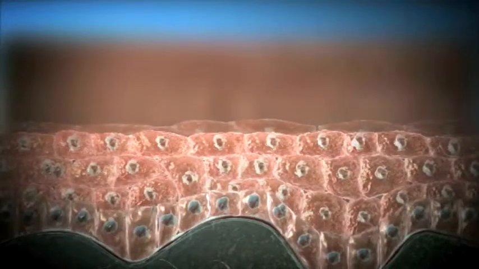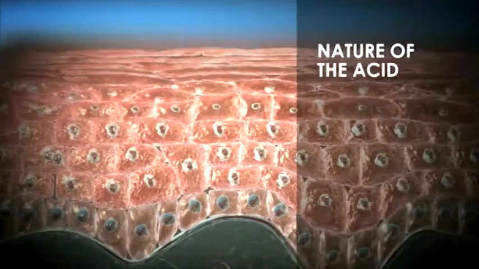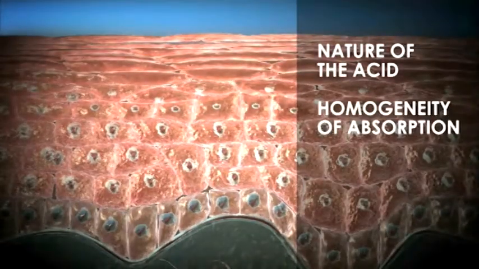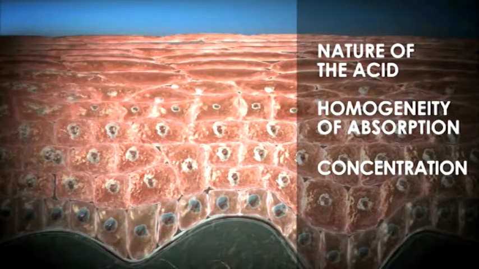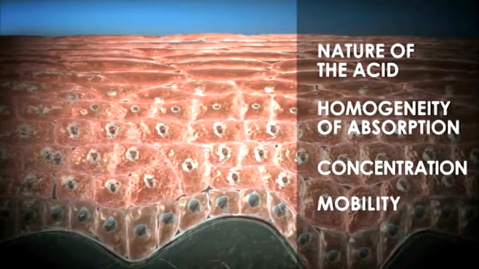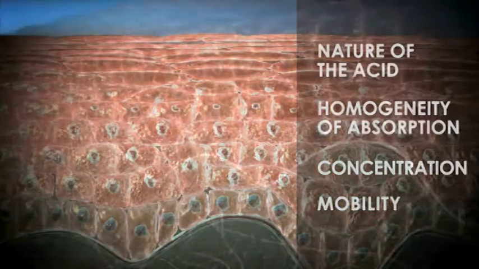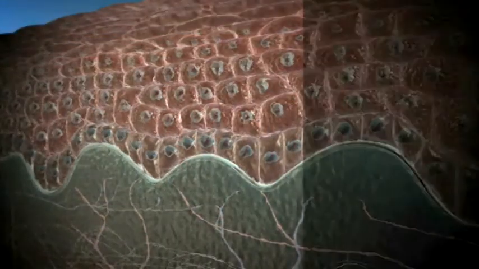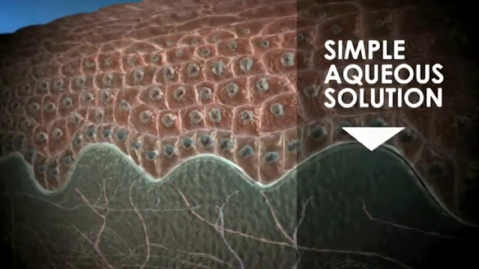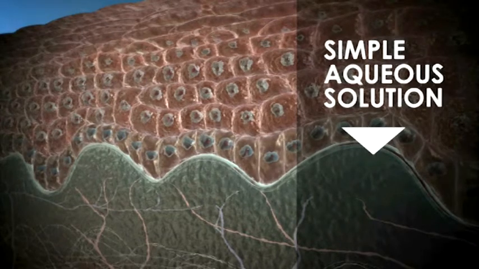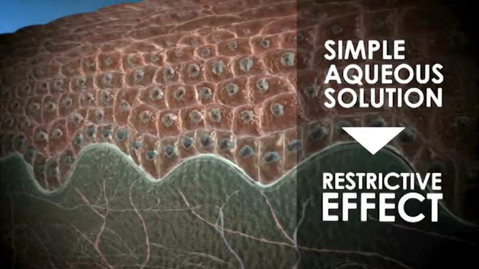As a result, the epidermis is renewed and the dermal microarchitecture is remodeled. This effect mainly depends on the nature of the acid, the homogeneity of its absorption, the concentration of protons, and their mobility within the aqueous component of the skin. But the chemoexfoliation obtained using a simple aqueous solution of an organic acid is characterized by an important restrictive effect.